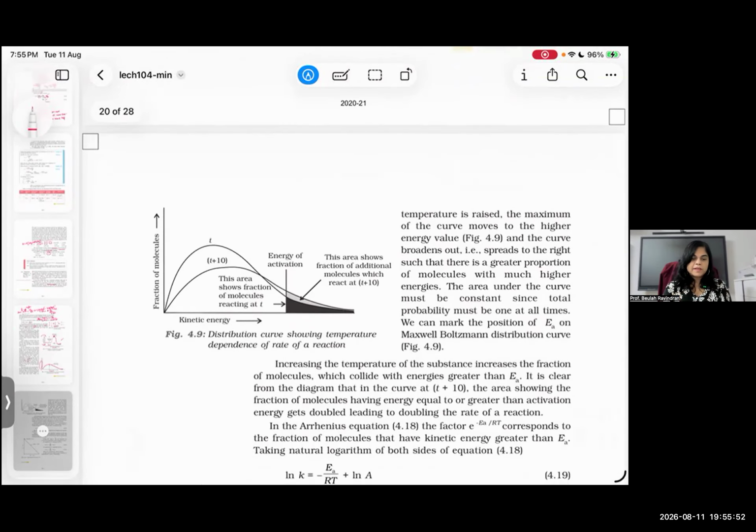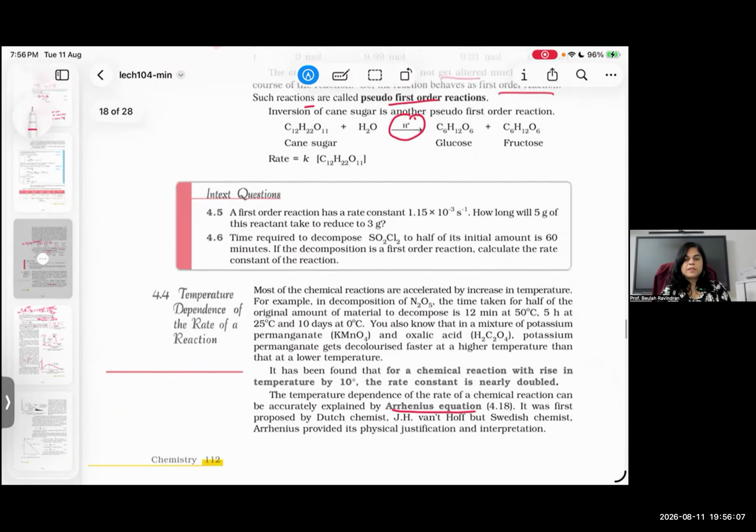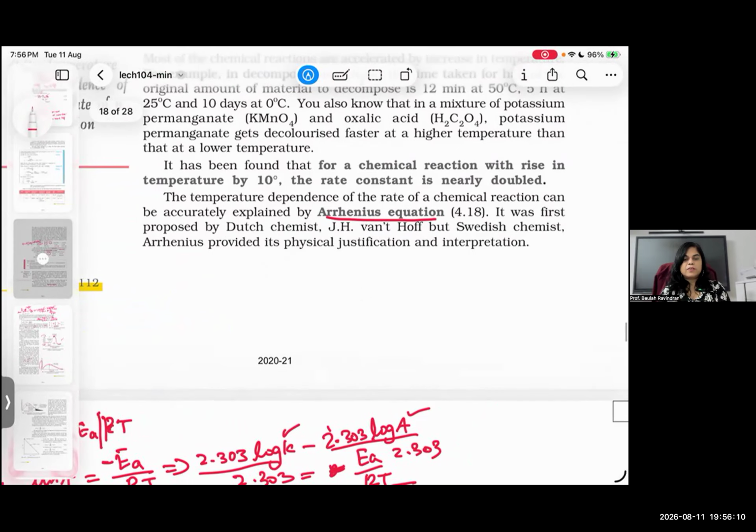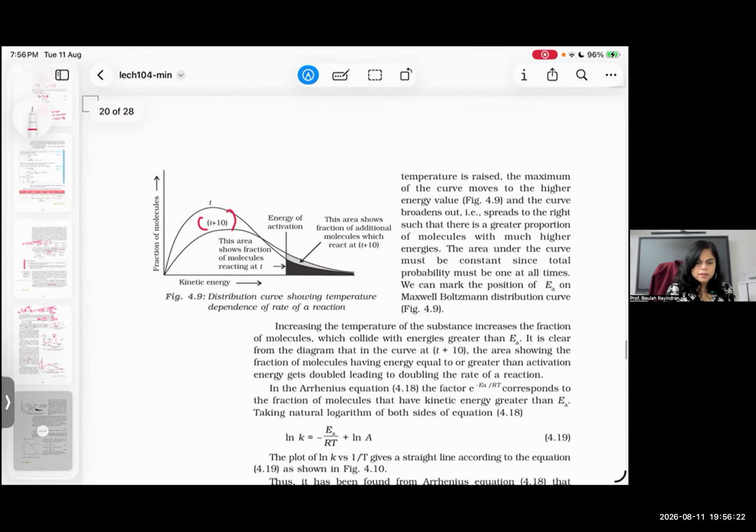Then, if the temperature is raised, we saw actually that every 10-degree rise of temperature, the reaction rate increases, right? That's what activation energy we saw. The chemical reaction with a rise in temperature by 10 degrees, the rate constant is nearly doubled or tripled. So we can say here, if the temperature is raised, then what will happen?